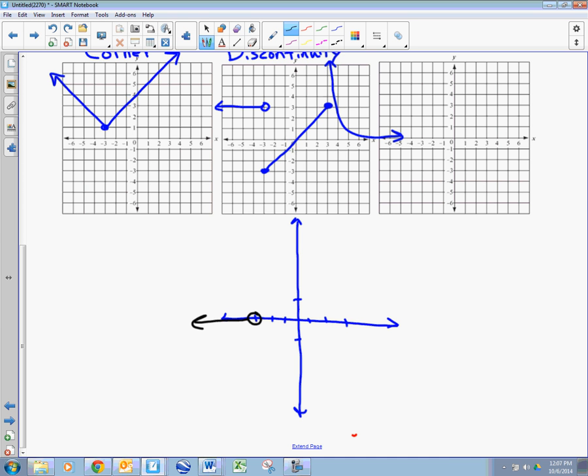Let's look past that. From negative 3 to positive 3, what is the slope? Positive 1. Can you have a derivative at an endpoint? No. So I will have an open circle there. So that's a graph of the derivative.